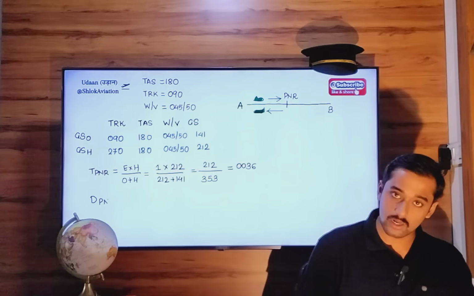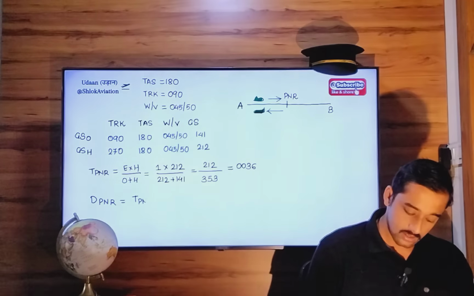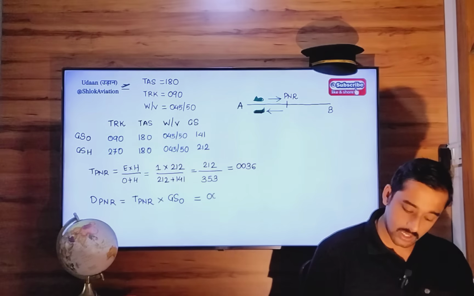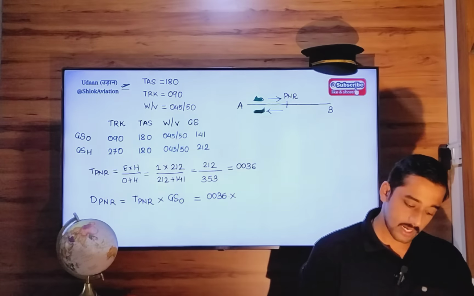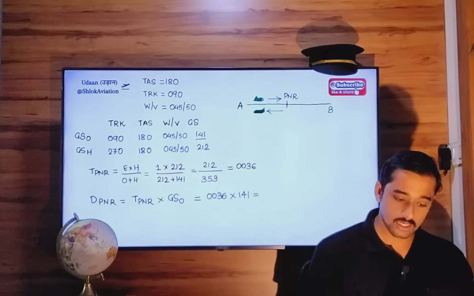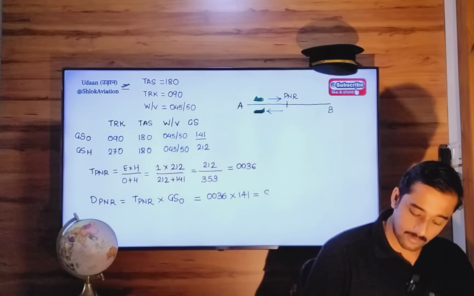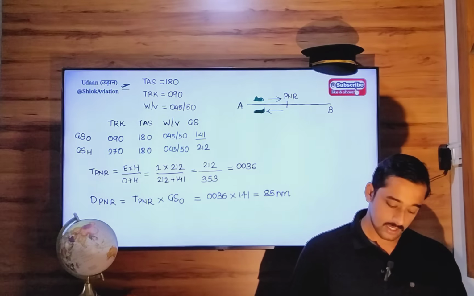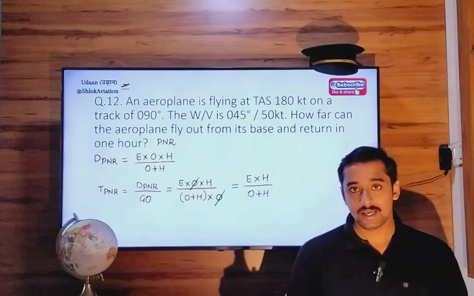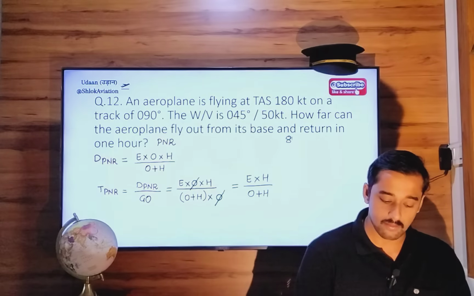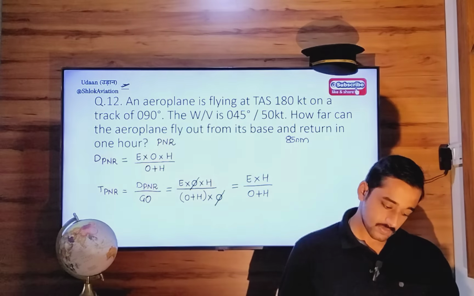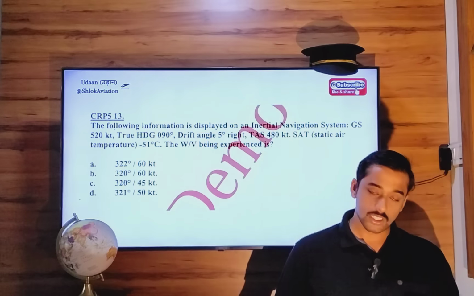Therefore, distance to PNR will be equal to time to PNR multiplied by outbound ground speed. Time to PNR is 36 minutes. Outbound ground speed is 141. So into 141 is 84.6, approximately 85 nautical miles. So our final answer is how far this airplane can fly out from its base and return in 1 hour. That is 85 nautical miles. Okay, so this is how you do it. Simple.